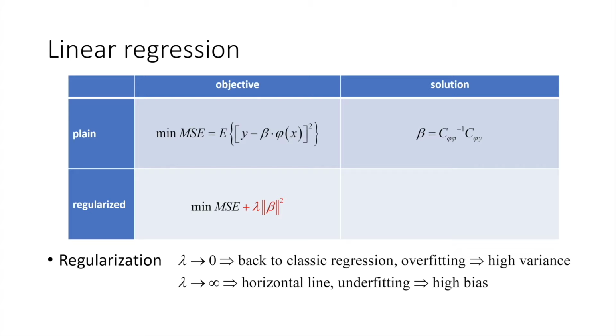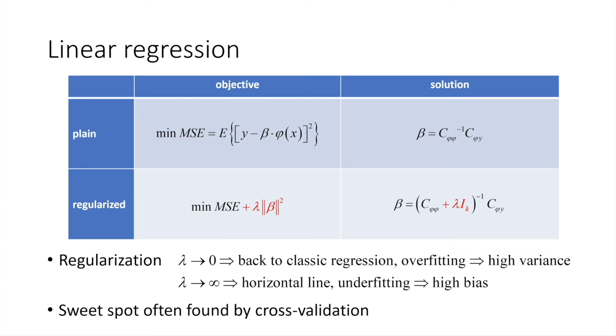This is an example of a well-known bias-variance trade-off. In practice, a sweet spot must be found, generally by cross-validation. Like classic regression, the solution of a ridge regression is analytic and given by an adjustment of lambda times identity in the normal equation.